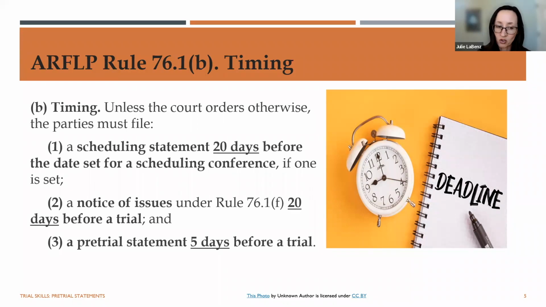So once you have a trial date set, you'll want to put on your calendar 20 days before trial as your deadline to file your notice of issues. And then you'll want to calendar 5 days before trial to file your pretrial statement. Now, when you count the 20 days for when the notice of issues is due, that's going to be a straight 20 days from the trial date. But those 5 days before trial are just going to be days the court's open. It's not a straight 5 days. It's 5 days based on when the court's open.